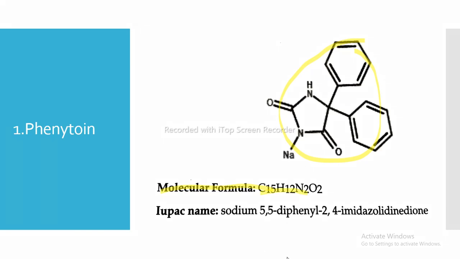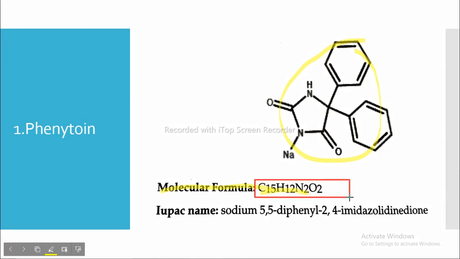So here is the formula, that is C15H12N2O2. As you can see, N2 है इसमें, here is N and this one is N. So N2, O2, here is O and here is one O. This is O2. Next is the IUPAC name.